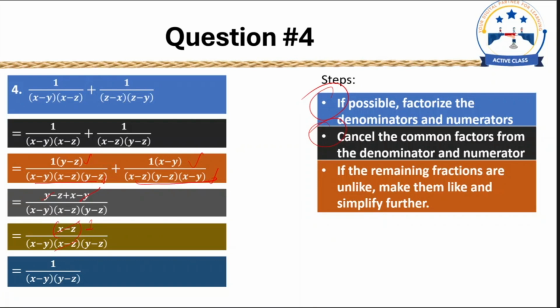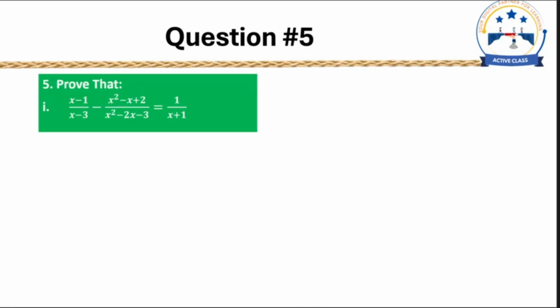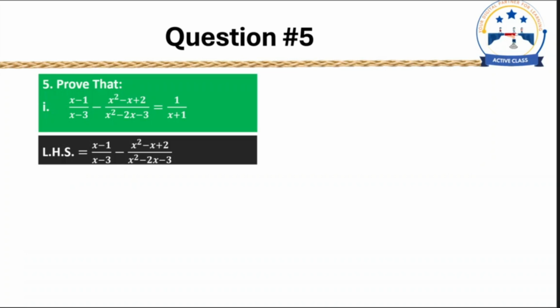Let's move to the fifth number. Fifth number has two questions. This is what we have to prove in the first one, 5i. And since this is a question to prove, we take the left hand side and we simplify it and try to reach the right hand side. Let's take the left hand side first. We simplify it and try to reach the right hand side to prove.